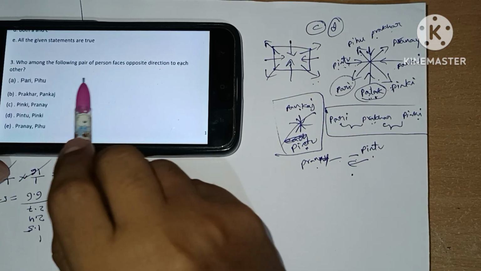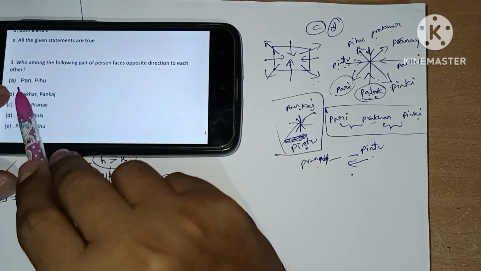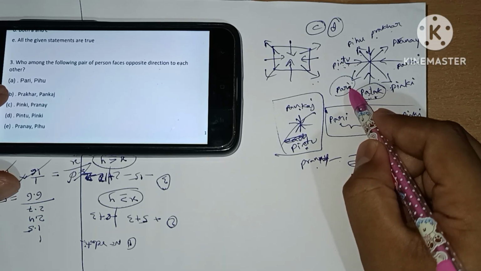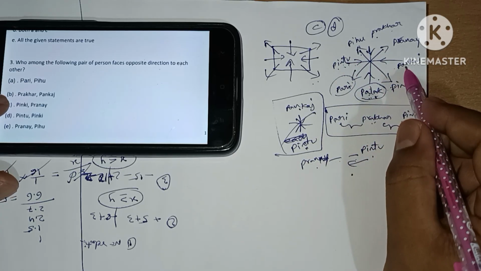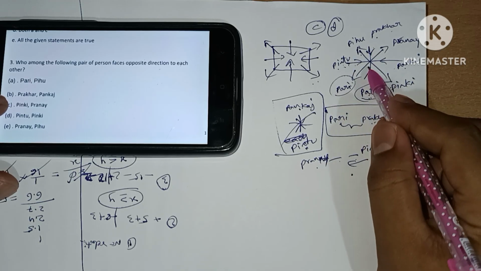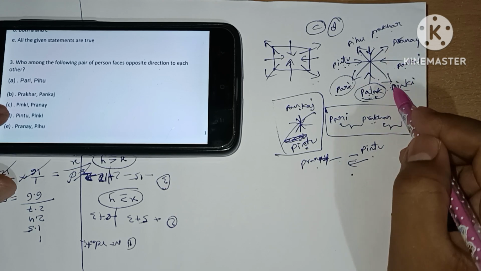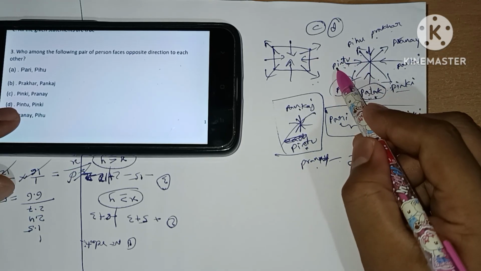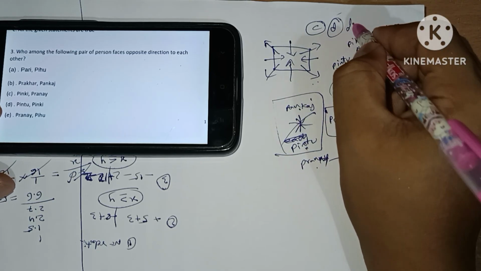Next, third one. Which among the following pairs of persons are facing opposite directions to each other? Pari and Pihu: Pari is facing outside according to this, and Pihu is also facing outside. Prakhar and Pankaj: Pankaj is facing inside, and Prakhar is also facing inside. Pinky and Pranay are both facing outside. Pintu and Pinky are facing opposite directions. So option D is our answer.